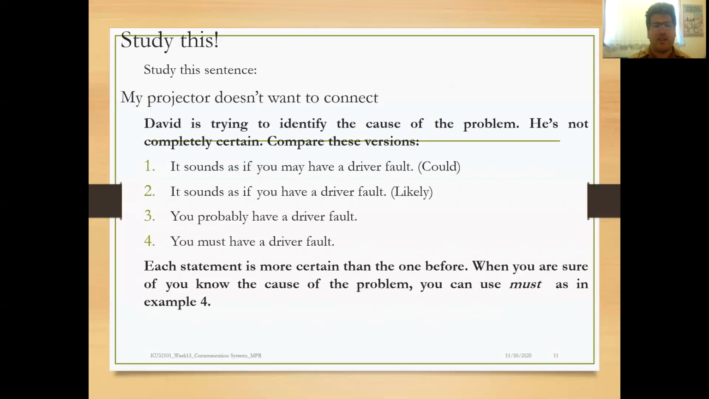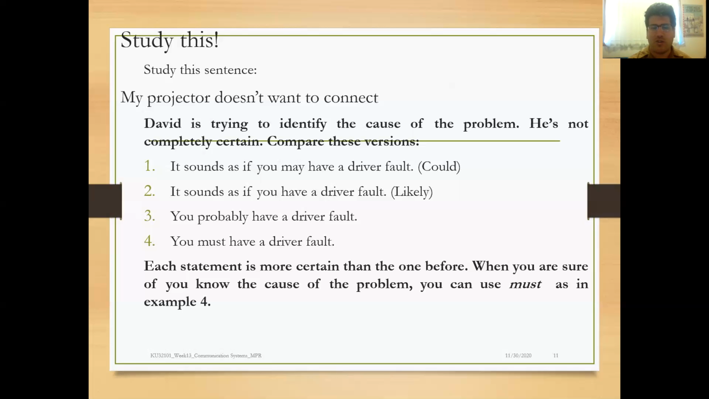Number two, it sounds as if you have a driver fault. That expression would be more likely if the speaker says it sounds as if you have. Number three, you probably have a driver fault. That is a higher amount of certainty than likely. And number four, you must have a driver fault. Here must means that it's certain. Each statement is more certain than the one before.